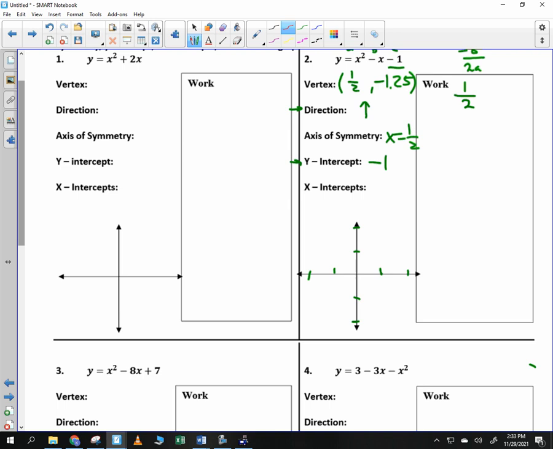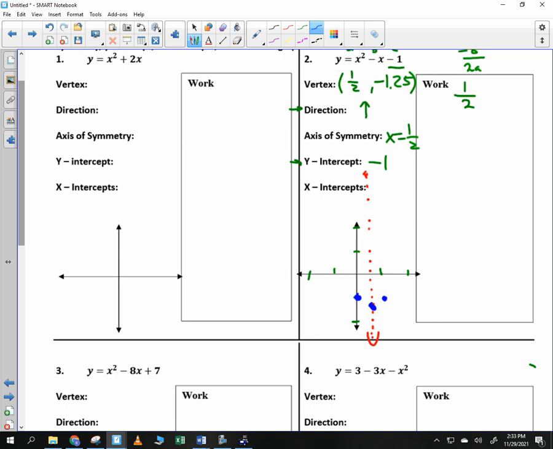So I have 1/2 and -1.25. We'll put that right there. The axis of symmetry goes up like that, divides it in half. And I have my vertex. And the y-intercept is at -1. So I have a point here. If I reflect it over, I'd have a point right over there.